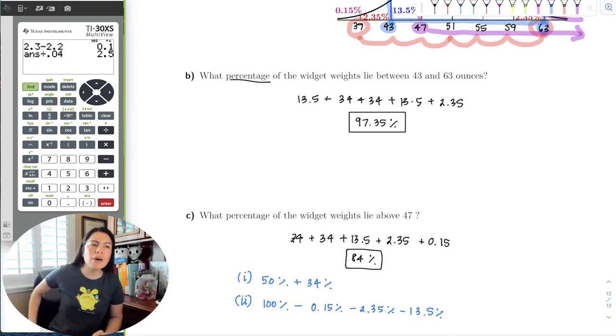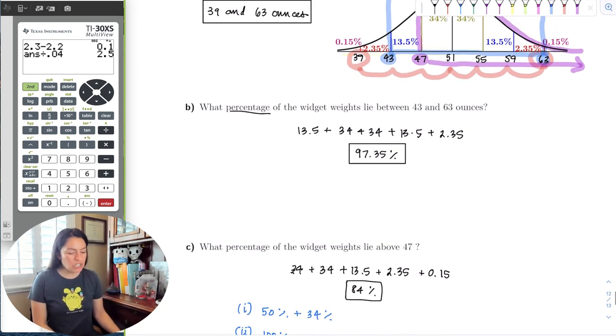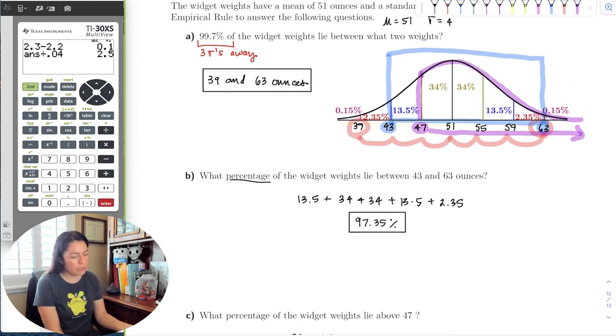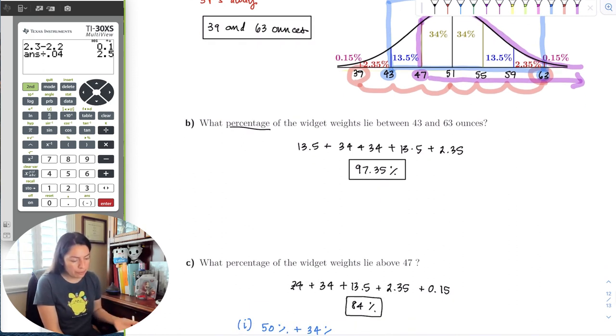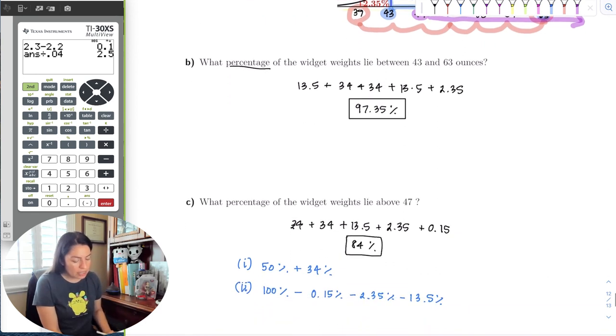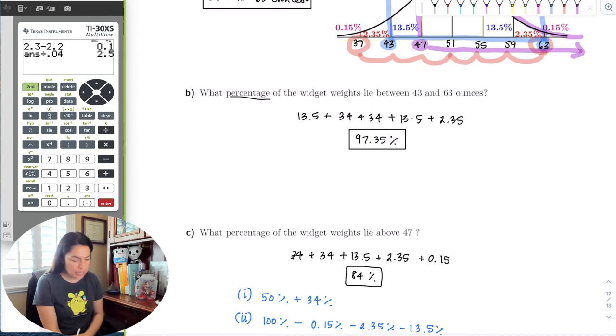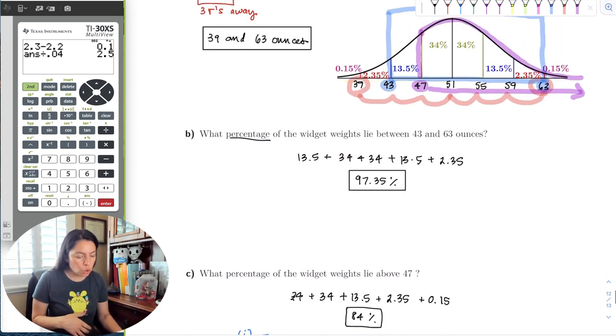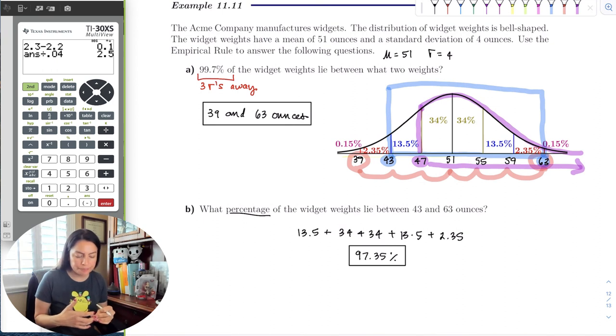But really what it's about is finding a bunch of information just from the mean and standard deviation. Like I know right now that 99.7% of widgets lie between 39 and 63 ounces. I know 97.35% lie between 43 and 63 ounces. And all the widgets that weigh above 47 ounces is 84%. So I can do a whole bunch in different combinations of these, right? So the Empirical Rule is really valuable for quick assessment of your data.